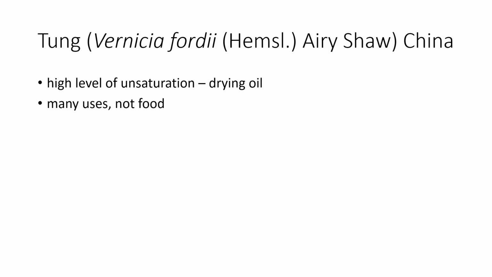Another one that we have is tung oil, called tung. Vernicia fordii. It comes from China. It has a high level of unsaturation. It is a drying oil. There are many uses for it, but it is not in the food area. This is in the Euphorbiaceae, which often has materials that could be of interest, but it is not what you would consider to be a good food source. We don't use it for food. They tell you it is poisonous.